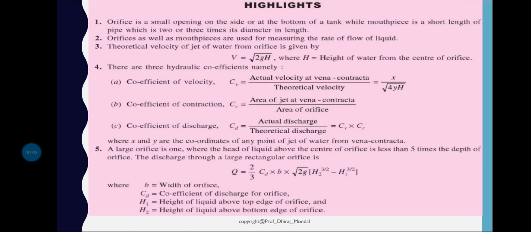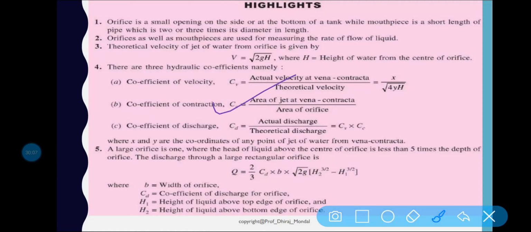Next, we have discussed the coefficient of contraction Cc, which is the ratio of the area of the jet at vena contracta to the area of the orifice. Cd we know: actual discharge by theoretical discharge, and Cd is equal to Cc into Cv.